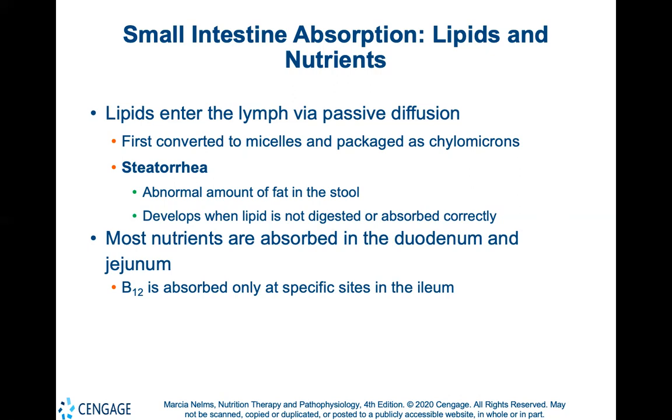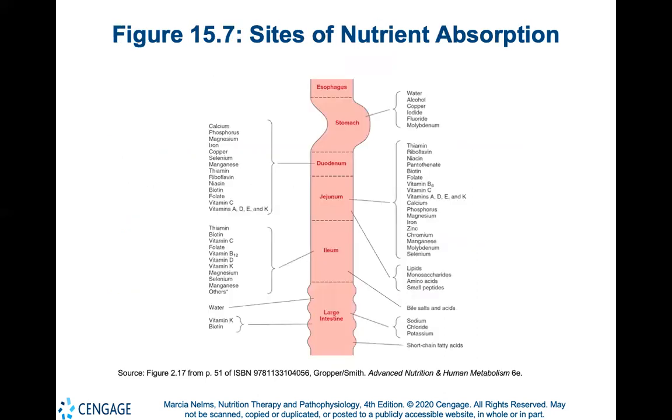Portions of the small intestine can adapt to absorb most nutrients. However, in a normal, healthy individual, most nutrients will be absorbed in the duodenum or jejunum. The ileum can also accommodate absorption of many nutrients if foodstuff remains there long enough. One exception to this is the absorption of B12, which can occur only at specific receptor sites in the ileum. The ileum is also a primary site for reabsorption of bile acids. Figure 15.7 shows sites of nutrient absorption. Please review.